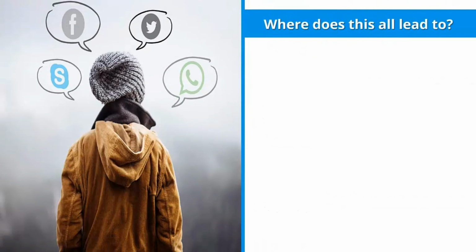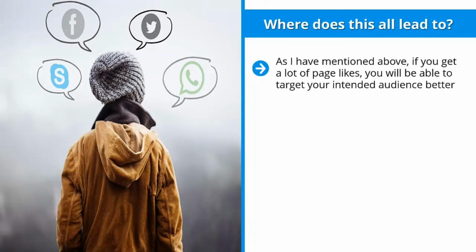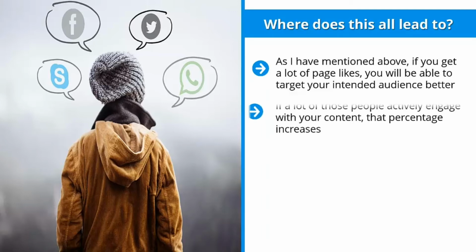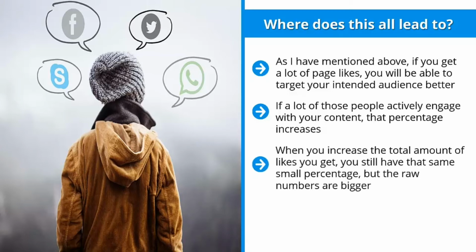Where does all this lead to? As I have mentioned above, if you get a lot of page likes, you will be able to target your intended audience better. In addition to that, you may be able to increase your reach because the more people that like your page, the bigger your base visibility becomes. If a lot of those people actively engage with your content, that percentage increases, but you're still dealing with the reality that your content will only reach a fairly small percentage of the people who have expressed interest in your content. When you increase the total amount of likes you get, you still have that same small percentage, but the raw numbers are bigger.